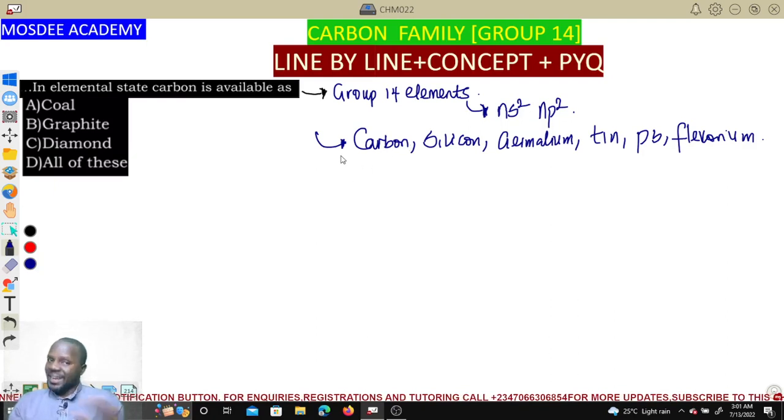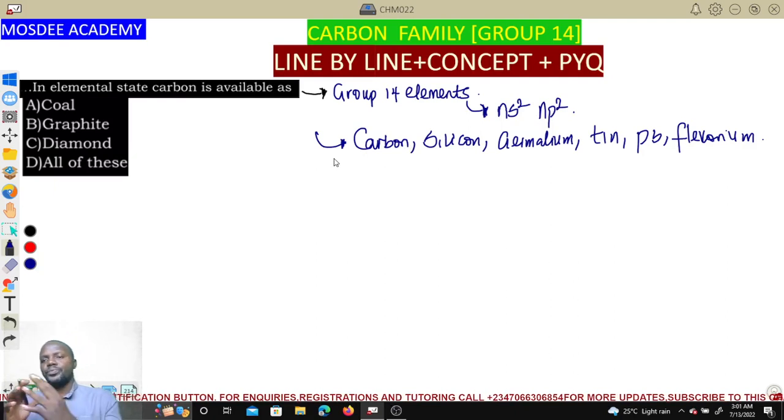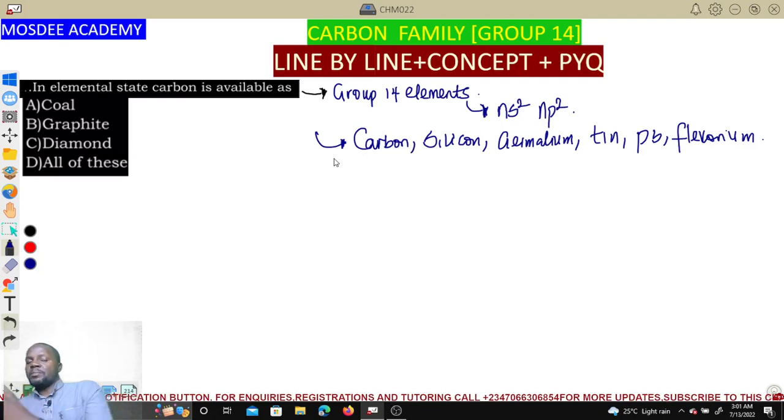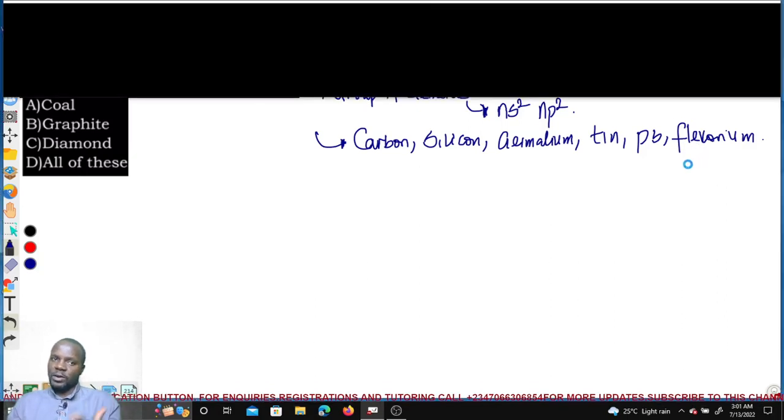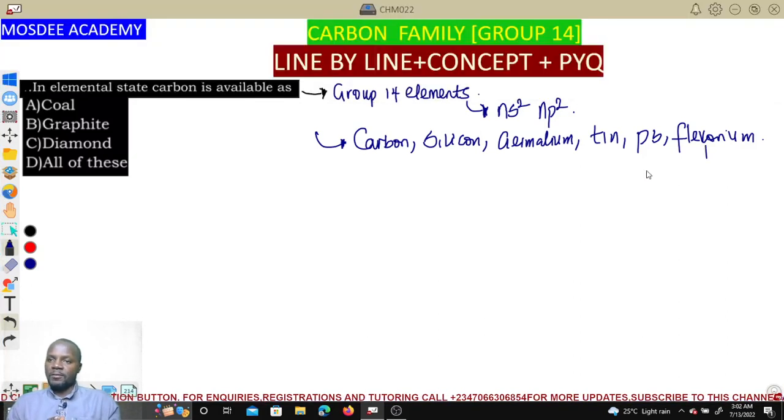Now, you know the logic of the magic number I told you about. When you know the first member, you can easily predict the atomic number of the next family. So if you want to write, it's in group 14, so the last member will be 114. The symbol of flerovium is Fl, because other questions can come on this one: the capital letter, the small letter. You know that very well. So the last member will be 114.